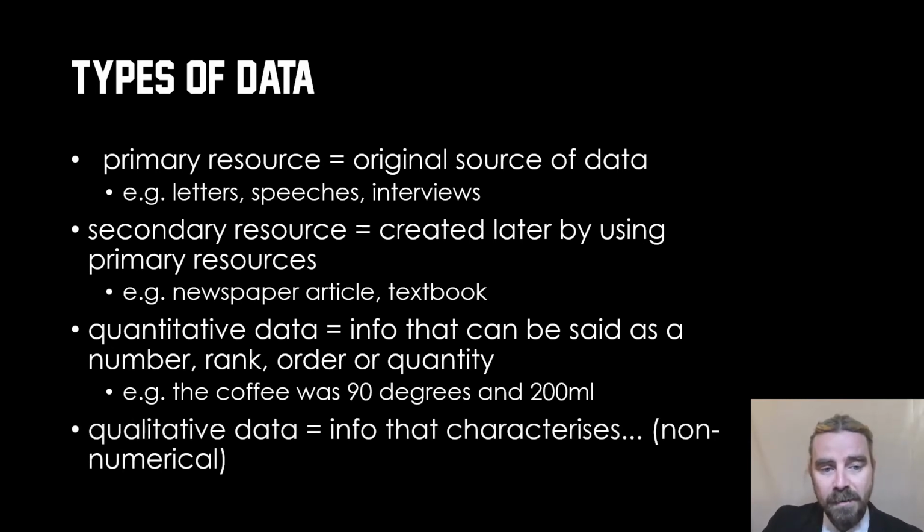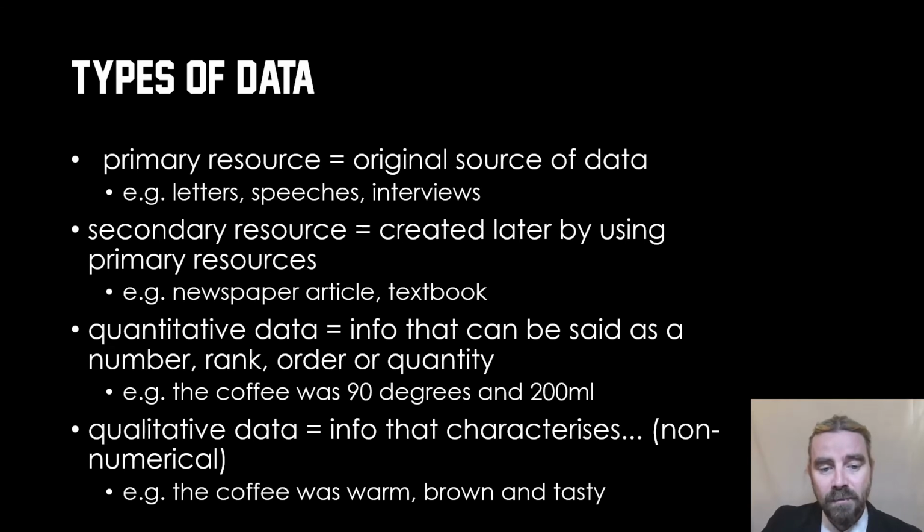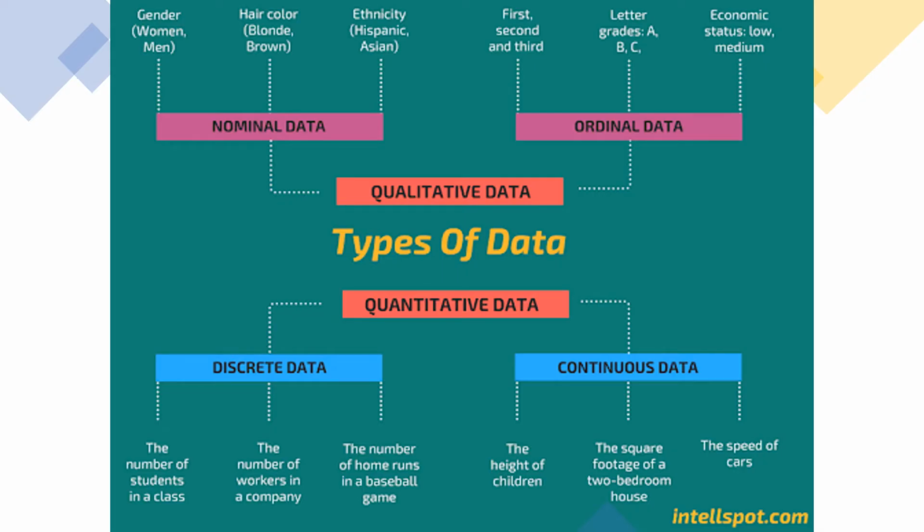And the other type of data is qualitative data. That's information that characterizes, and it's non-numeric. For example, the coffee was warm, brown, and tasty. Just got a couple of slides for you to have a look at here. So qualitative data can either be nominal or ordinal. Ordinal is where it gets ranked, and quantitative numeric data can either be discrete, that's whole numbers, or continuous.